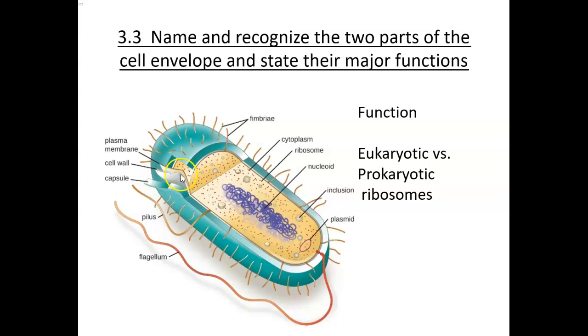The two main parts that all cells, or almost all cells, would have that make a cell envelope are the cell wall and the plasma membrane. I think your book is using the term cytoplasmic membrane, and plasma membrane, cytoplasmic membrane, and cell membrane all mean the same thing. So the main parts of the envelope are the cell wall and the plasma membrane, or the cytoplasmic membrane.